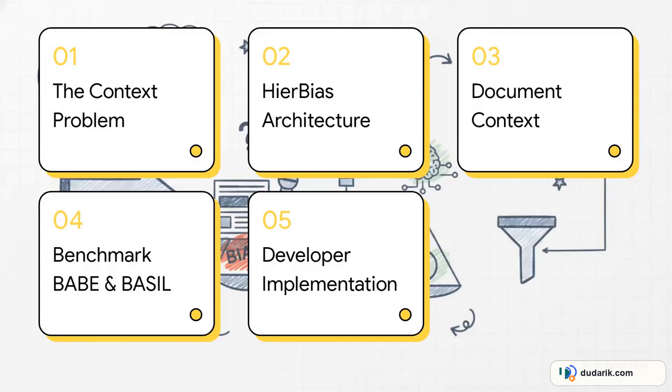Okay, here's our roadmap for today. We'll hit 1. The context problem. 2. The HierBias architecture. 3. How document context works. 4. Benchmarking BABE and BASIL. And finally, 5. A developer implementation guide. Let's get into it.